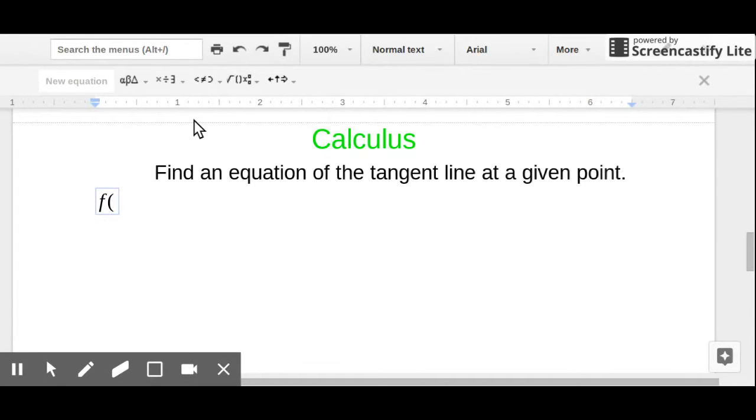I'm going to go a little bit fast here because I'm going to assume that you already know how to find the derivative using the limit process. Sometimes we say the definition of the derivative. And we're going to be at the point (1, 1). So that's a point on the graph, (1, 1).